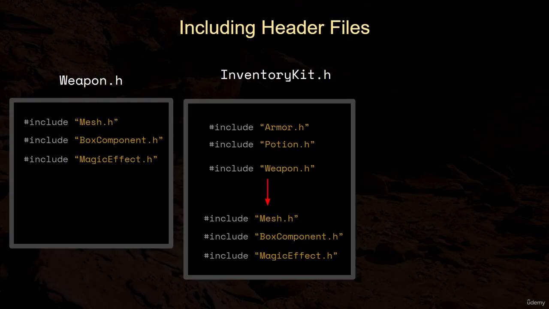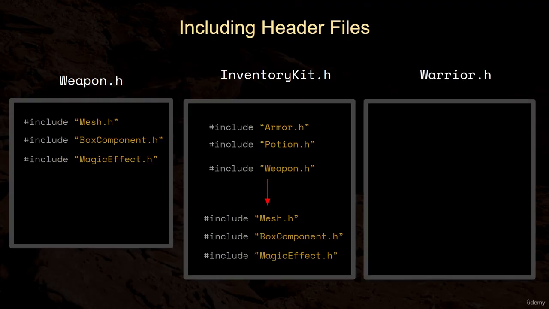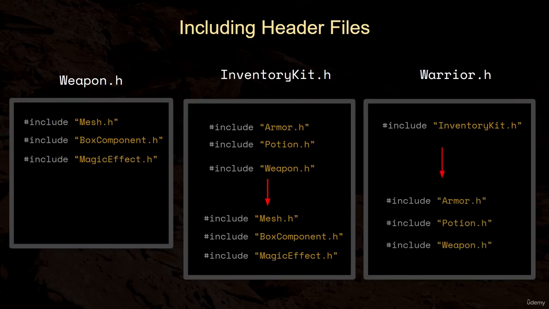But it gets worse. Let's say we have a warrior class. Now, warrior may have an inventory of its own. So if we want an inventory variable on the warrior class, say we include inventorykit.h in the warrior class. But that means we're going to get all the contents of inventorykit.h, which means we're including armor, potion, and weapon. And not only that, inventory kit includes the weapon header, which means we're getting mesh, box component, and magic effect. That's 6 new header files that we don't even need. The warrior just needs an inventory variable. It does not need all of the code in all these other header files.